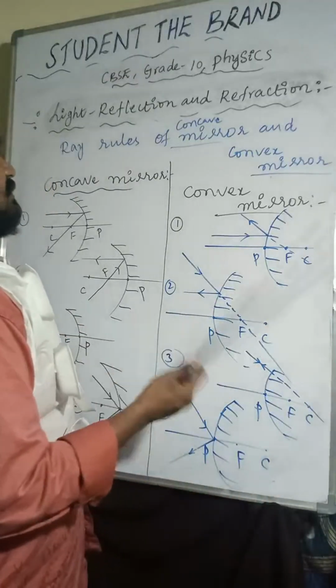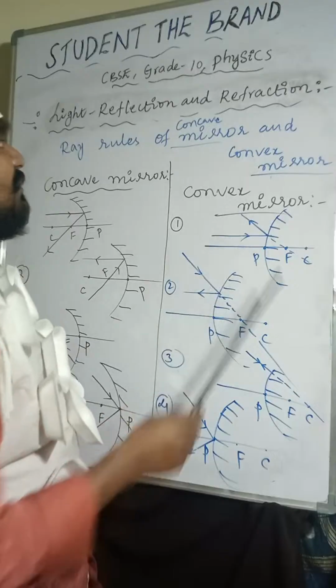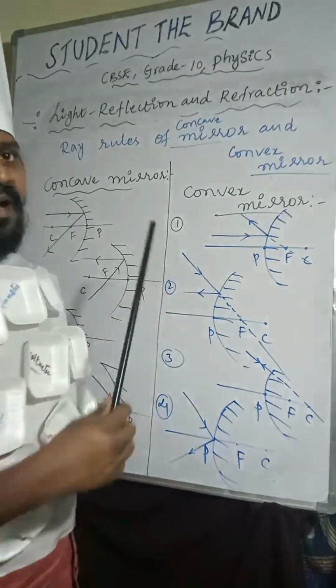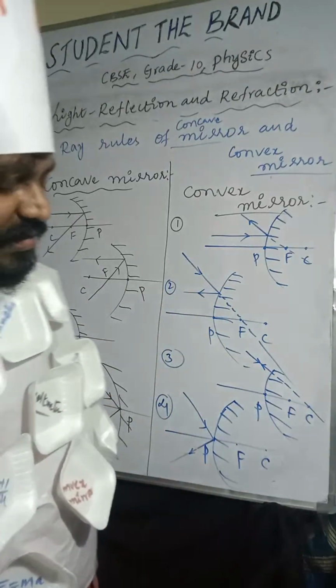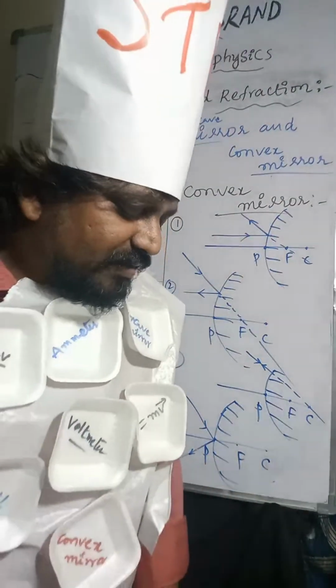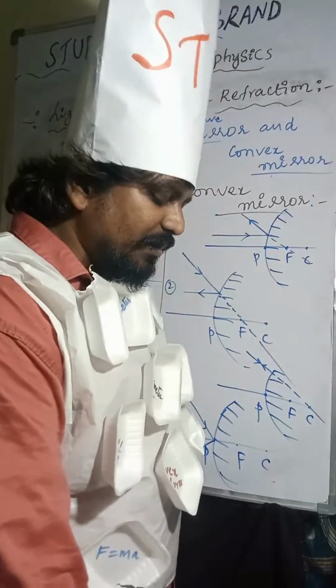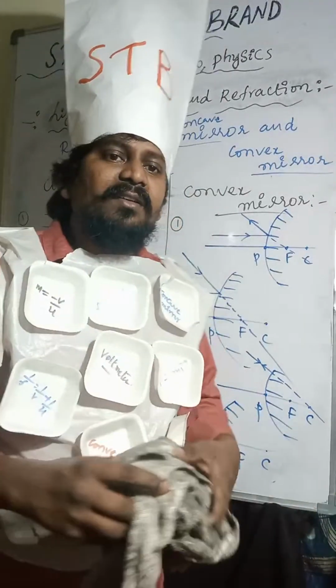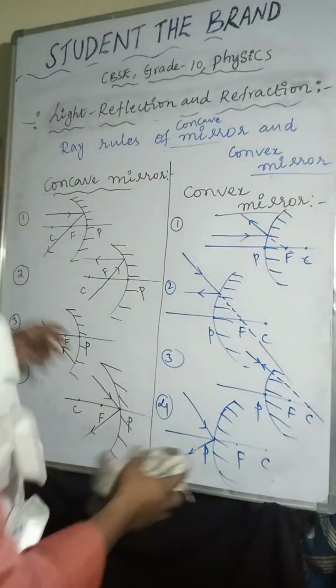We have discussed so far the ray rules of the concave mirror and the convex mirror. Now we are entering into the discussion of image formation, image formation of the concave mirror and the convex mirror.